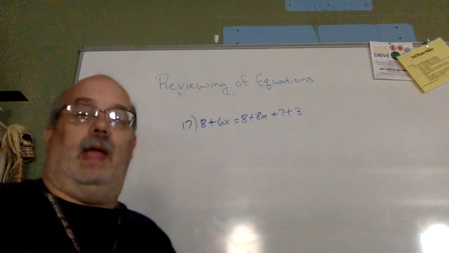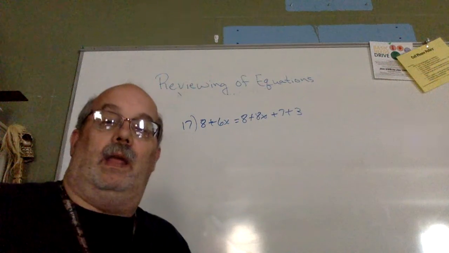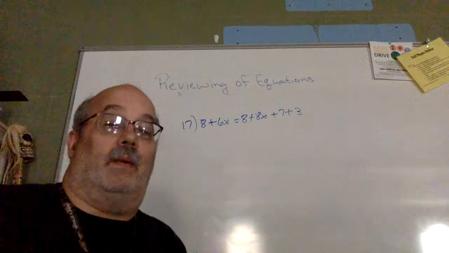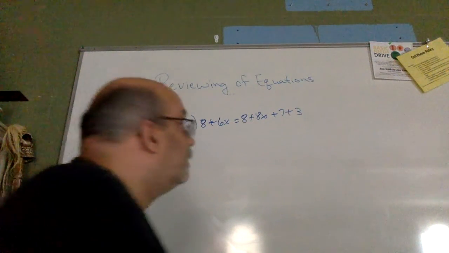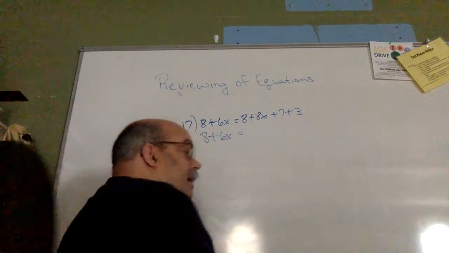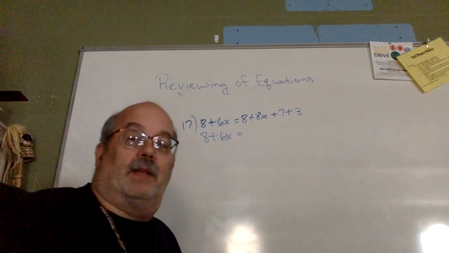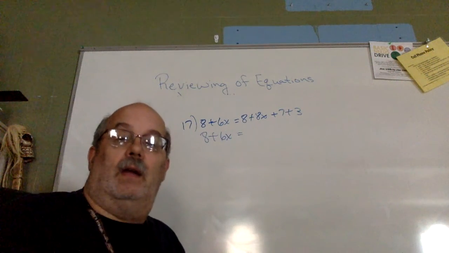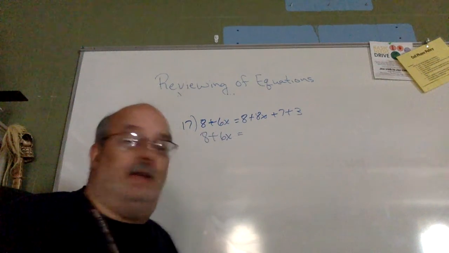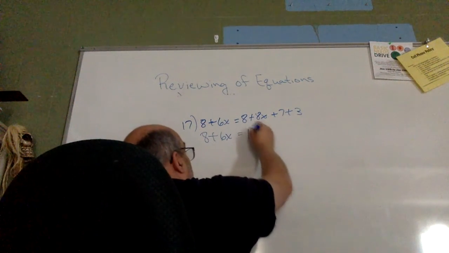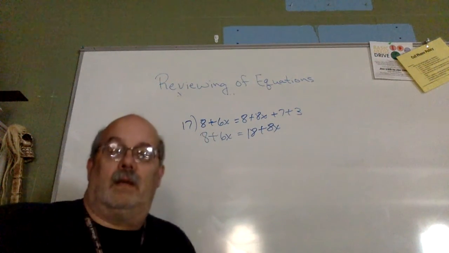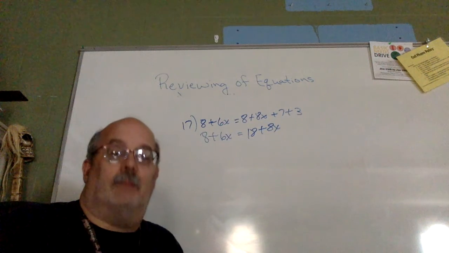So I have 8 plus 6x equaling 8 plus 8x plus 7 plus 3. So I'm going to combine like terms. On the left side, 8 plus 6x. On the right side, we have 8 and a 7 and a 3, which gives us a total of 18. And we have an 8x. So at this point, we've combined like terms.